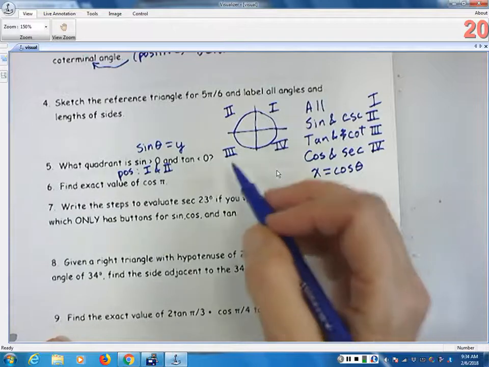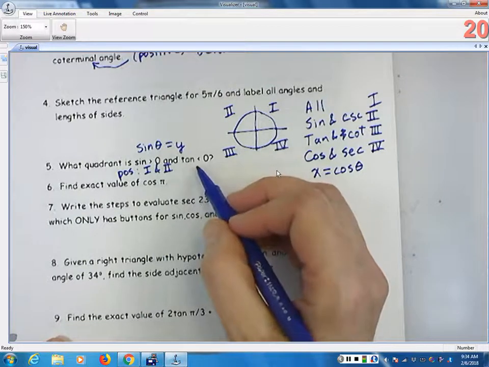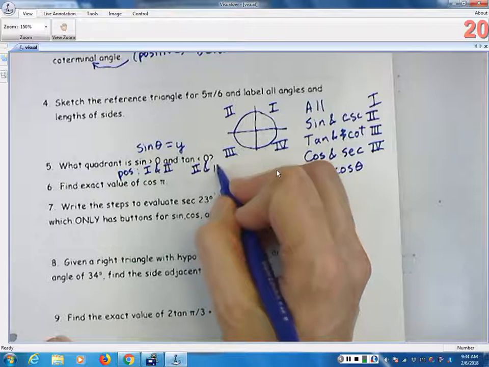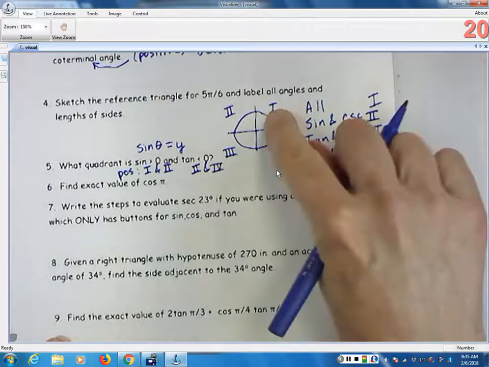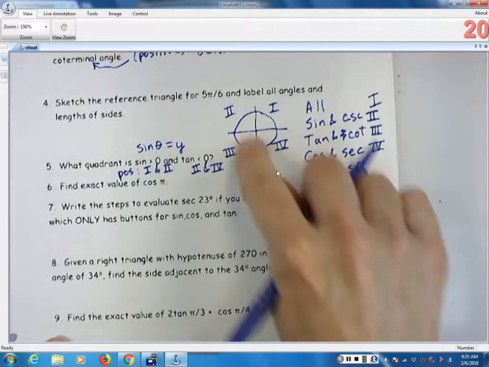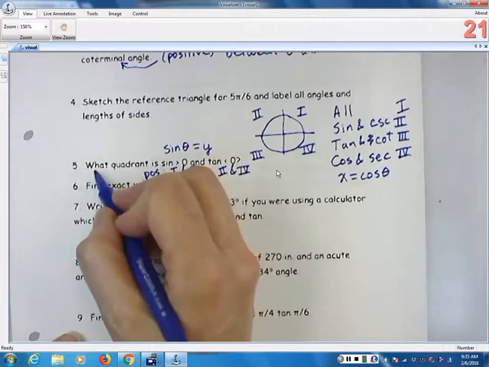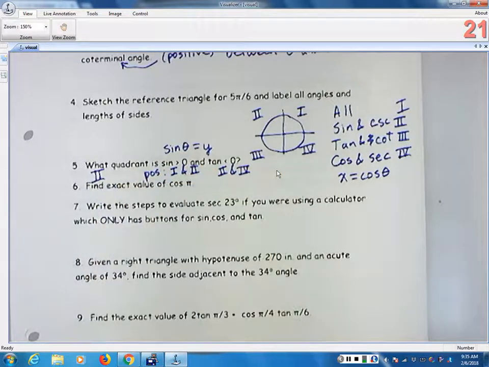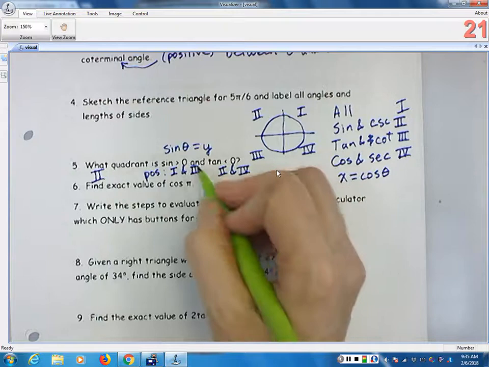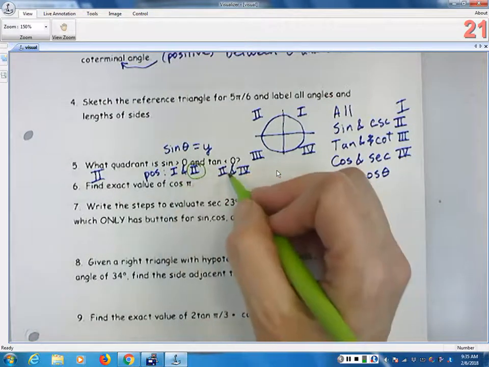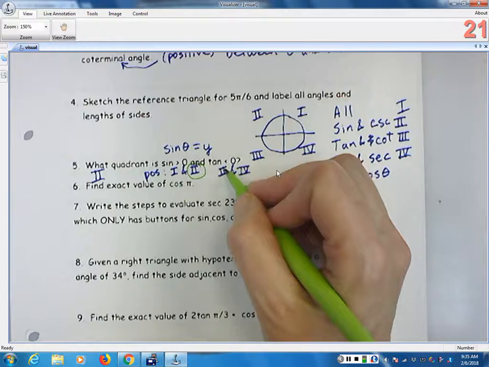And so where's tangent less than 0? In 2 and 4. Tangent is positive here. So what quadrant are you in? 2. We can't be in 1 because they'd all be positive. So tangent less than 0 and sine positive gives quadrant 2.